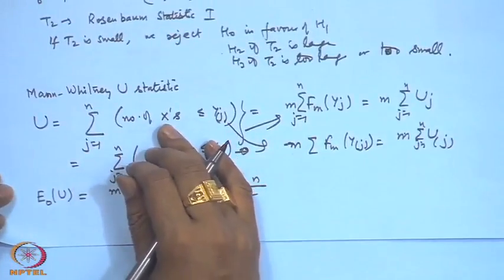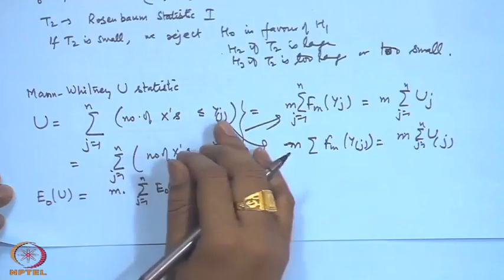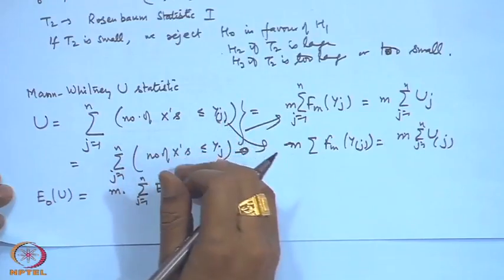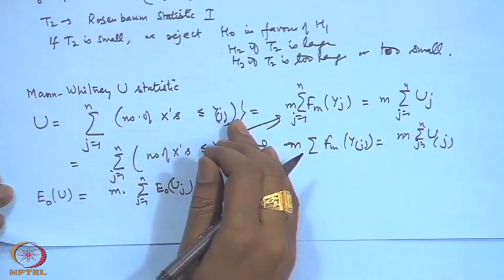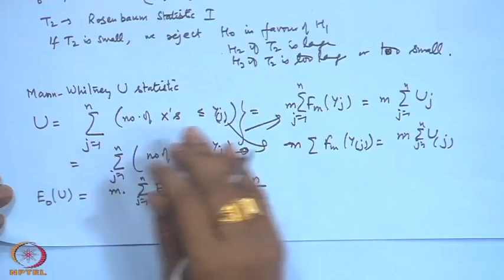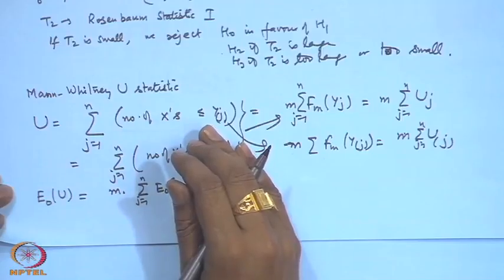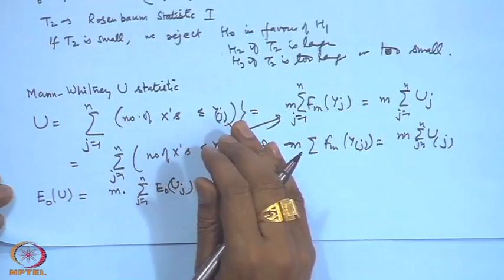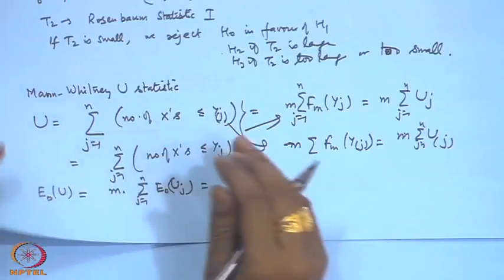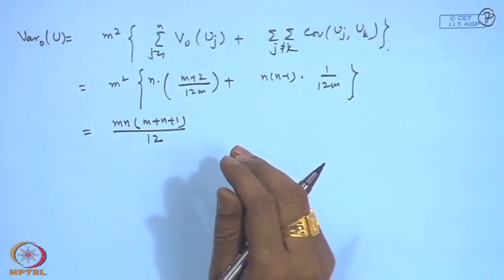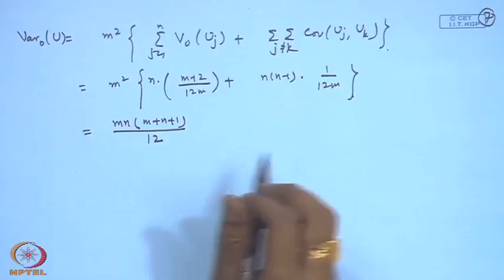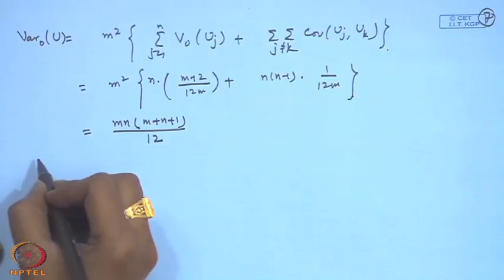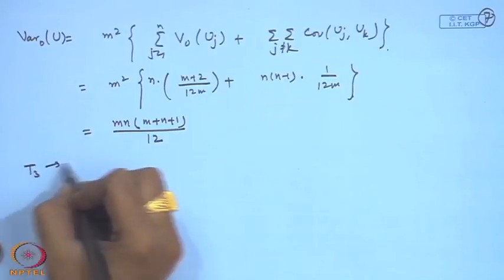Once again, if there are more x's which are less than or equal to y's, then the median of x's will be greater than the median of y's. So, for large value of U, we will be rejecting H naught in favor of H 1, and similarly for the other hypotheses. So, in a similar way we have another one which is called again Rosenbaum.